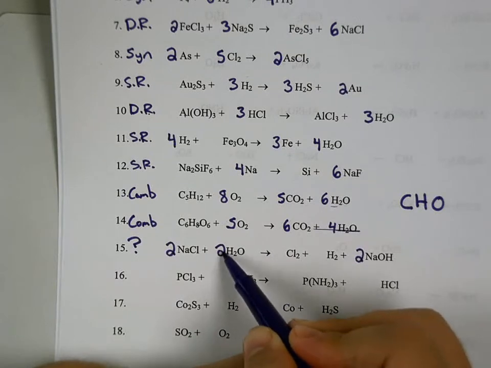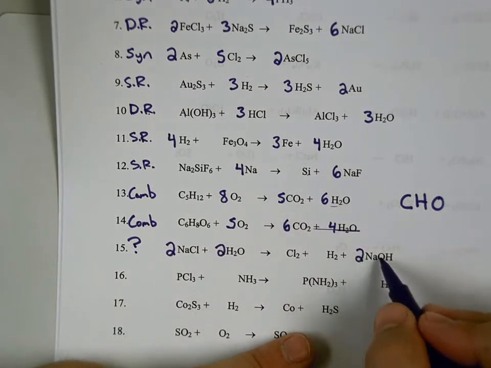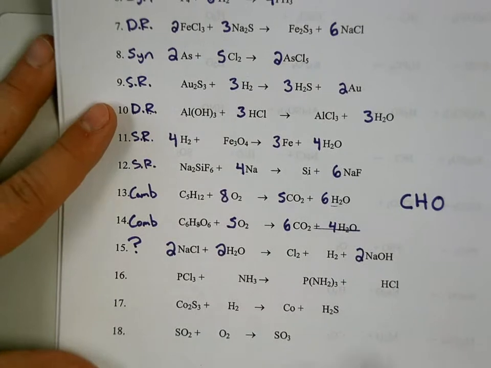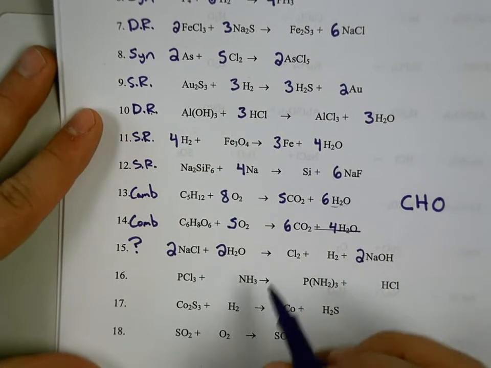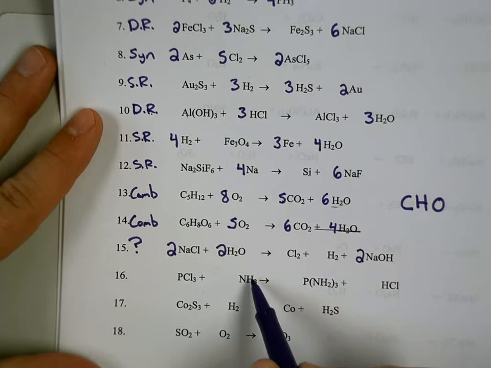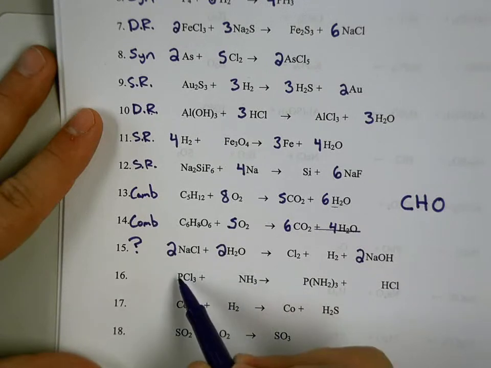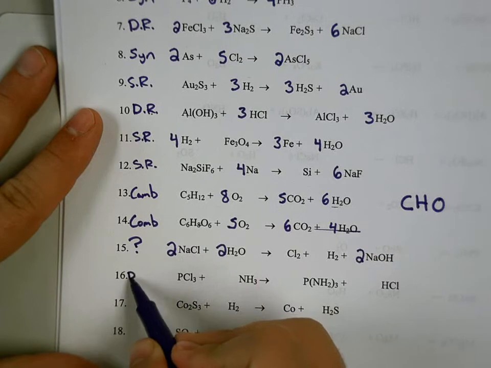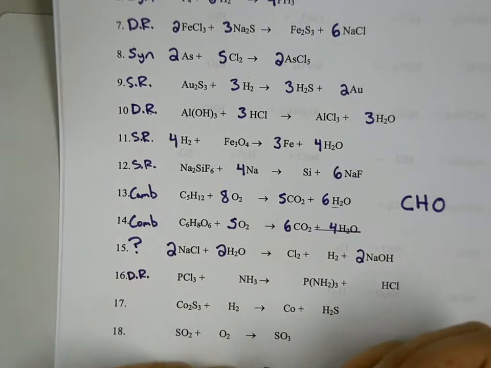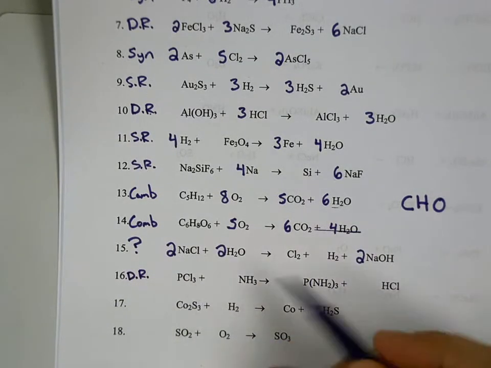And then again, that last element, oxygen, it's going to work out. We have 2 oxygens on the left, 2 oxygens on the right. We're all balanced. Problem 16. It looks like we have a hydrogen switching places with the phosphorus, kind of. So I'd probably say it's a compound plus a compound, most like a double replacement here.